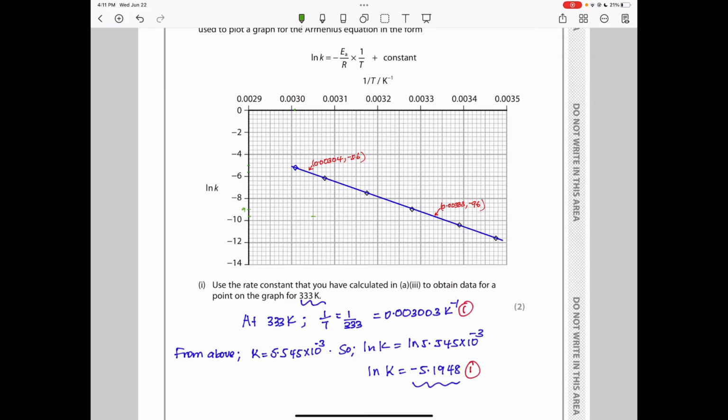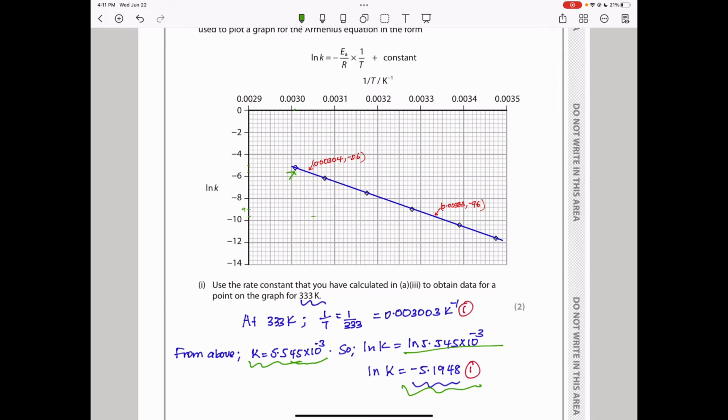So after getting the x coordinate, remember the y coordinate is natural log of k. I calculated my k previously from above. So to find natural log of k, it's going to be the natural log of 5.545 times 10 power negative 3, which gives me this. So I am going to plot on this curve a point, which is that point here.